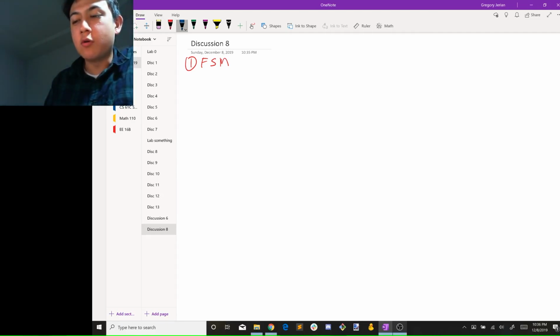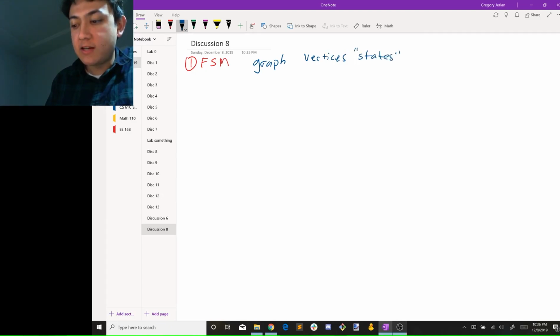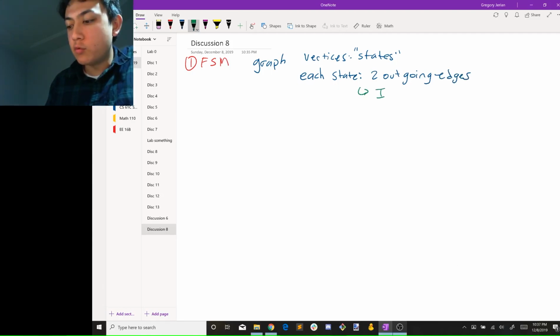It's a graph that describes hardware, and in this graph, there are vertices, right? And these vertices are states. They're states that our program or our hardware can be in. And we have edges going between the states. And in fact, each state has two outgoing edges. The first of these edges is if the input is 1. And the second is if the input is 0.